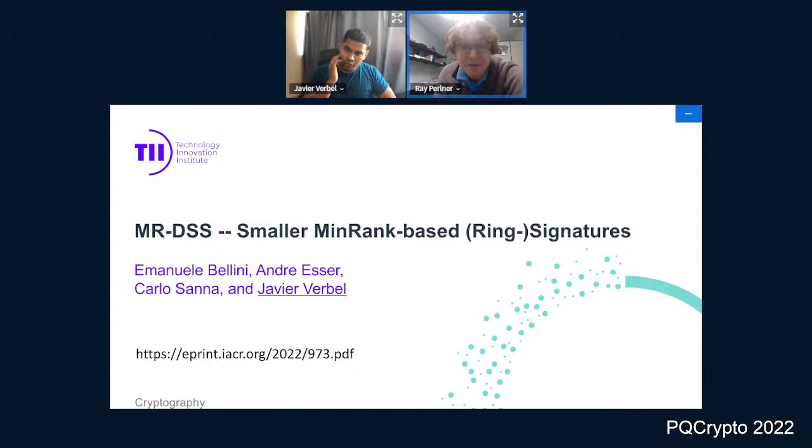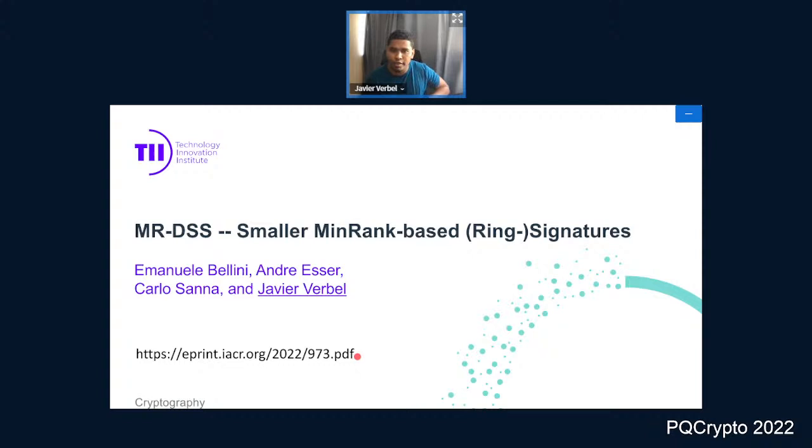So in this talk, I'm going to talk about MRDSS, which is a proposed signature scheme based on the hardness of the MinRank problem that also allows for ring signatures. This is joint work with Emanuele Bellini, Andre Esser, and Javier Verbel. A full description of our paper can be found in this link.